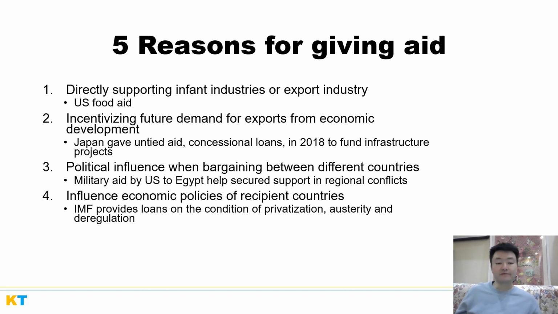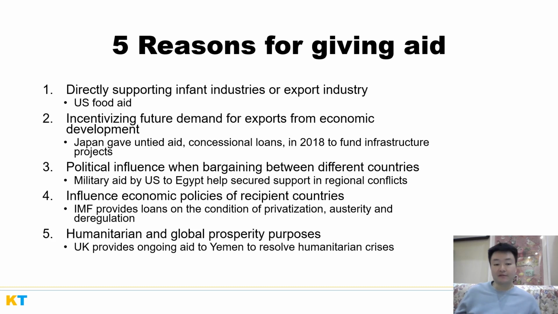Number 4, we want to influence economic policies of recipient countries. And so, for example, the International Monetary Fund, which is a financial organization of which there are like 190 member countries, they provide loans on the condition usually of privatization, austerity, and deregulation. Whatever they think would be beneficial for the financial future of the country. And so if the country does not follow IMF guidelines or rules, then they don't provide the loan.